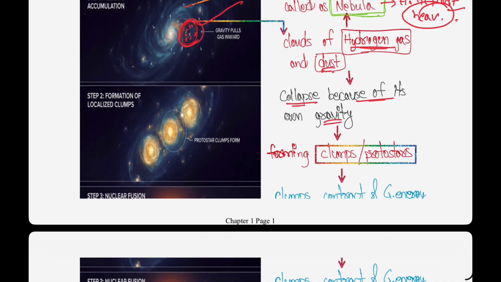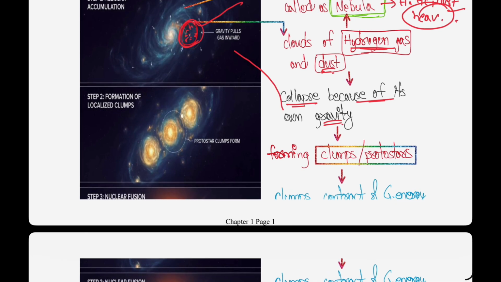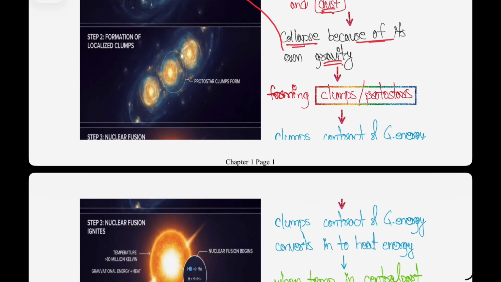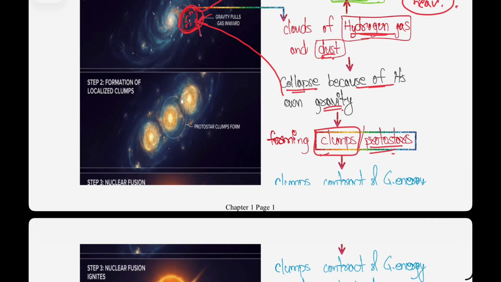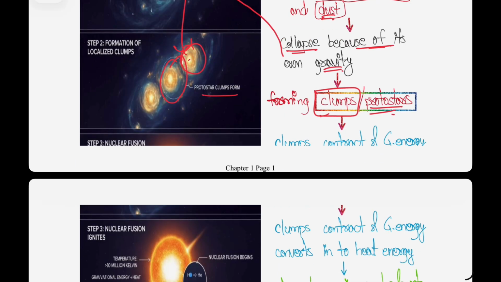So once the collapse because of its own gravity happens inside this nebula itself, we can see the formation of clumps, which are also called protostars. Because of the condensation, or because of the gravity here, we can see the formation of clumps, right? These clumps are also called protostars.